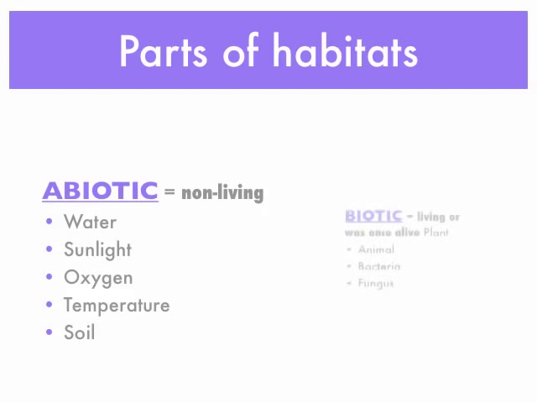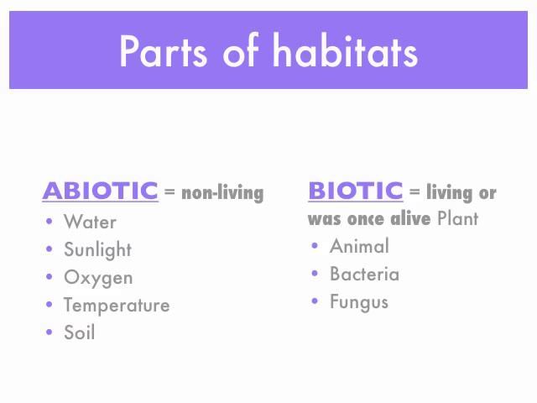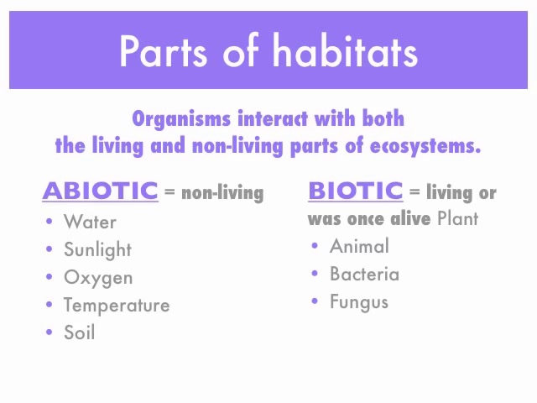And then we have the second part, and that's going to be the biotic part, or the living or was once alive part. That's going to be our plants, our animals, our bacteria, our fungus. Anything that is currently living or was once living is considered biotic. Organisms interact with both the living and non-living parts of those ecosystems.